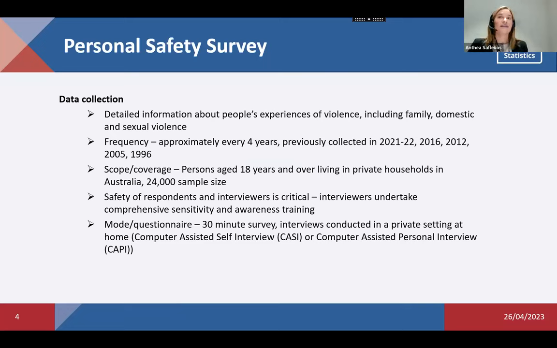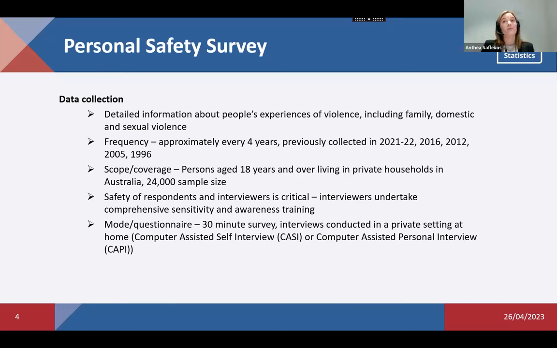Okay, so the next survey they want to talk about is the personal safety survey. This is our most comprehensive survey on family and domestic violence. It's been running since 1996 and approximately every 4 years. We were a little bit delayed this year, the 21-22 survey, because of the COVID-19 pandemic, but we finally got there and some results have come out in March this year.